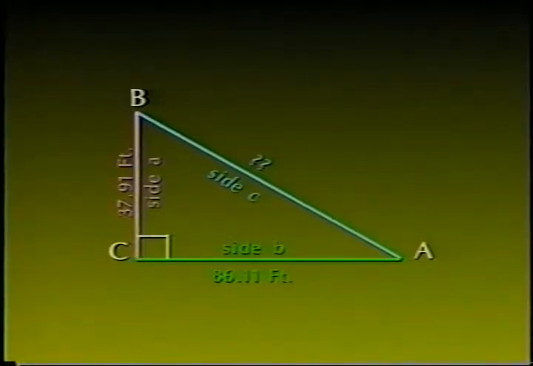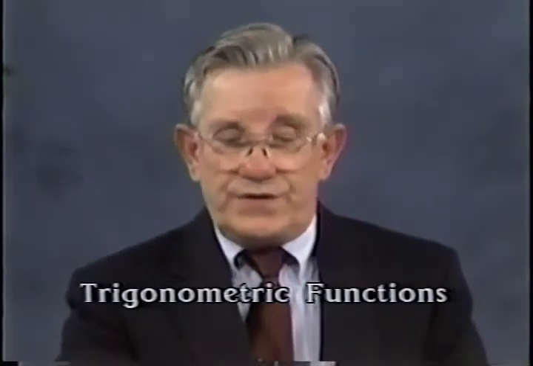First, rearranging the basic equation, we get C squared equals A squared plus B squared, which reduces to finding the square root of the quantity 1,444 plus 7,396. It equals 8,840. The square root of 8,840 being 94.02 feet, or the length of side C. Fairly routine, isn't it?